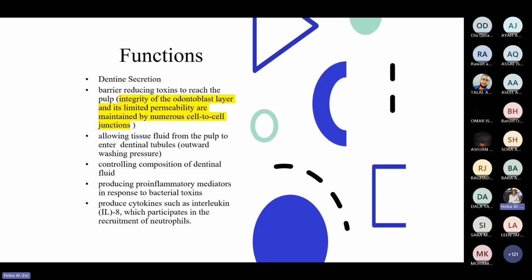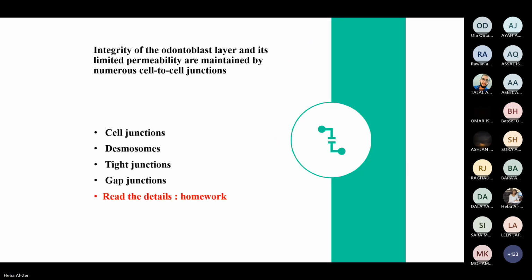What are the functions of the odontoblasts? Dentine secretion, of course. They work as a barrier, reducing toxins reaching the pulp. They allow fluid from the pulp to enter the dentinal tubules. Remember the extracellular fluid we talked about last week? They control the composition of this fluid. Also, they produce pro-inflammatory mediators and cytokines in case of injury or stimulus.